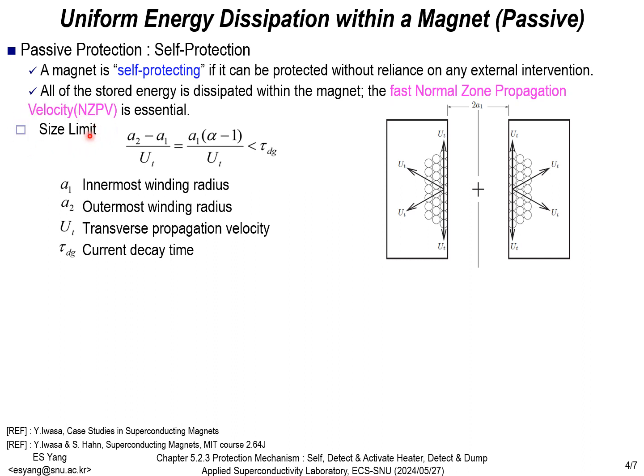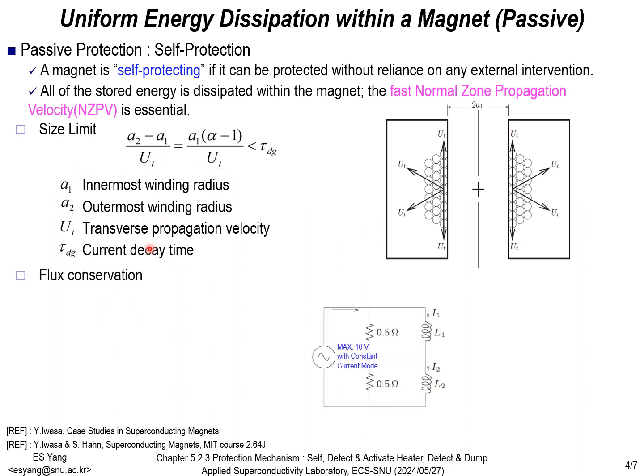The time it takes for heat to escape from the innermost turn of the magnet to the outermost part must be shorter than the time it takes for the current to decay as the energy in the magnet dissipates. The visible formula represents this principle and allows us to calculate the size limit that the magnet should have. The second concept is flux conservation.